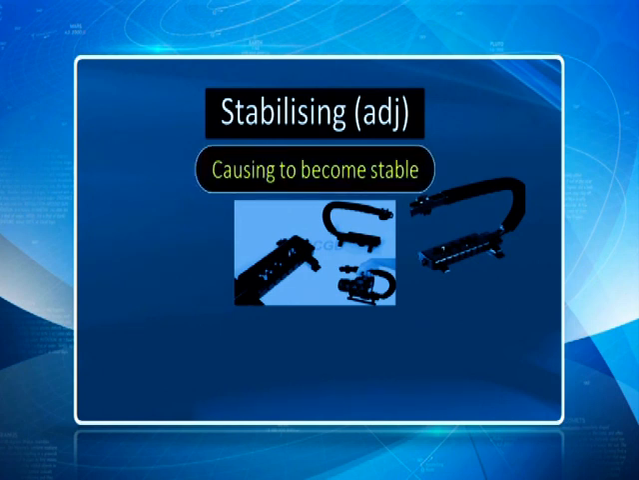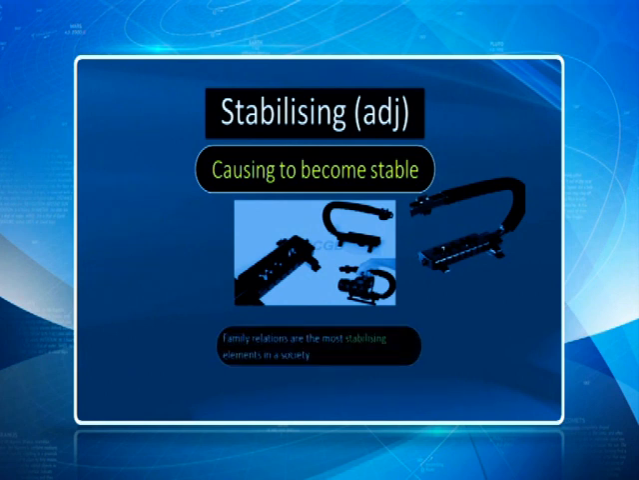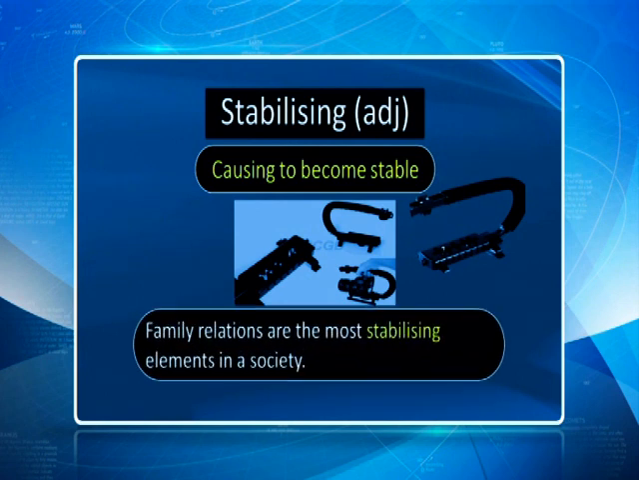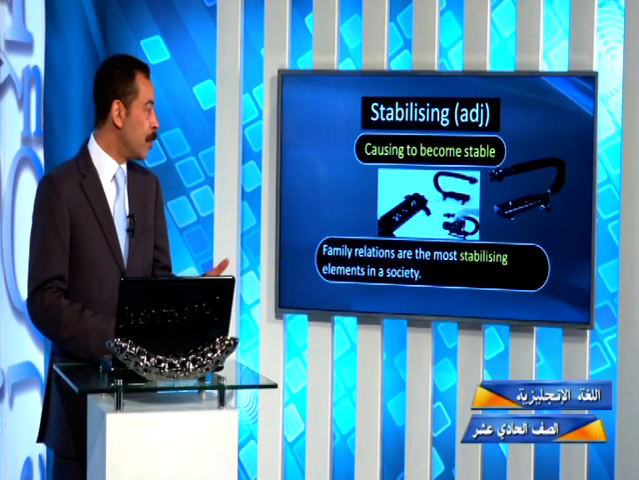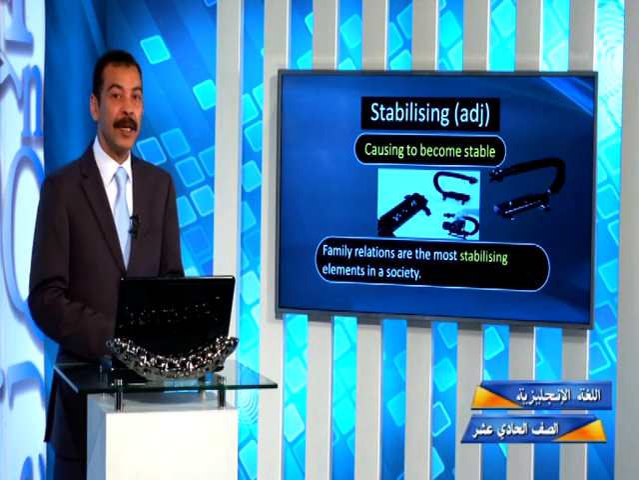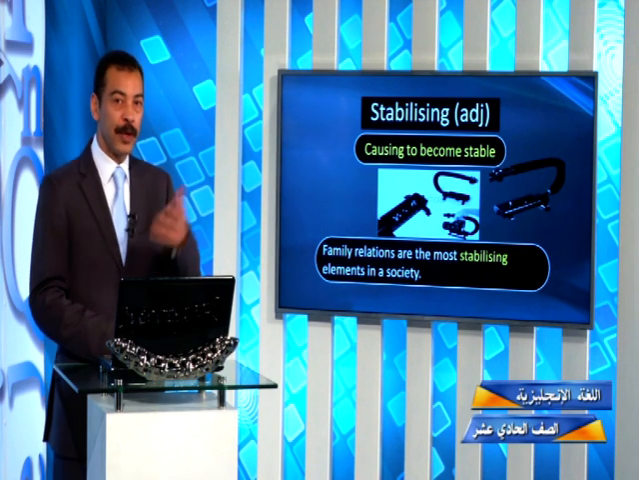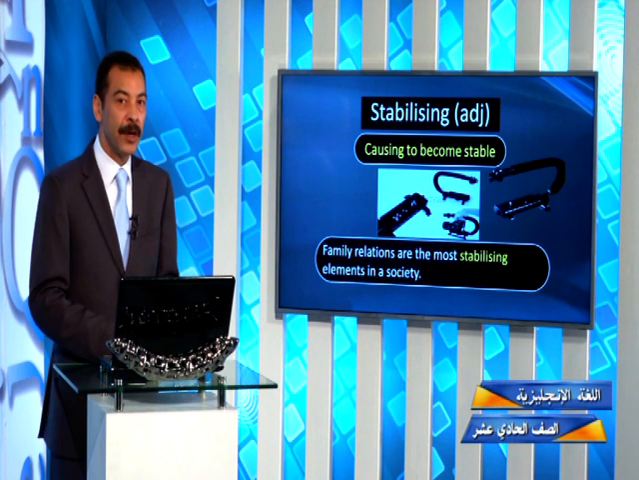Now, the definition is causing to become stable, and the sentence could be: family relations are the most stabilizing elements in a society. In a society, everything changes except family relations. So, family is the most stabilizing element in a society. Of course, you can use this word in different contexts.